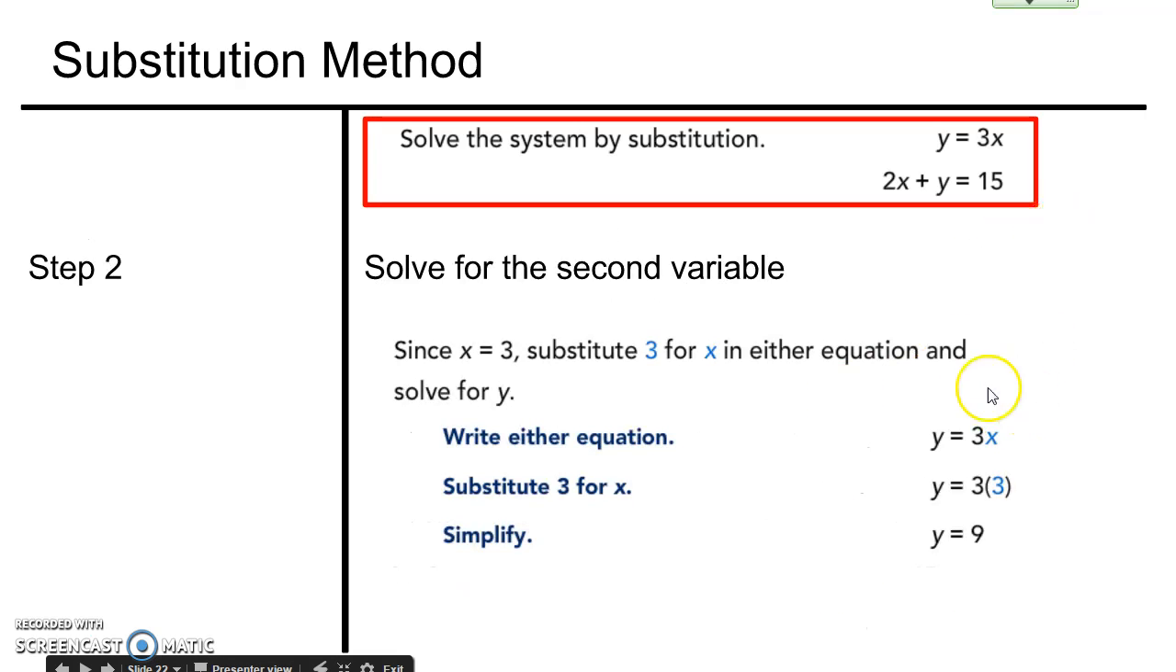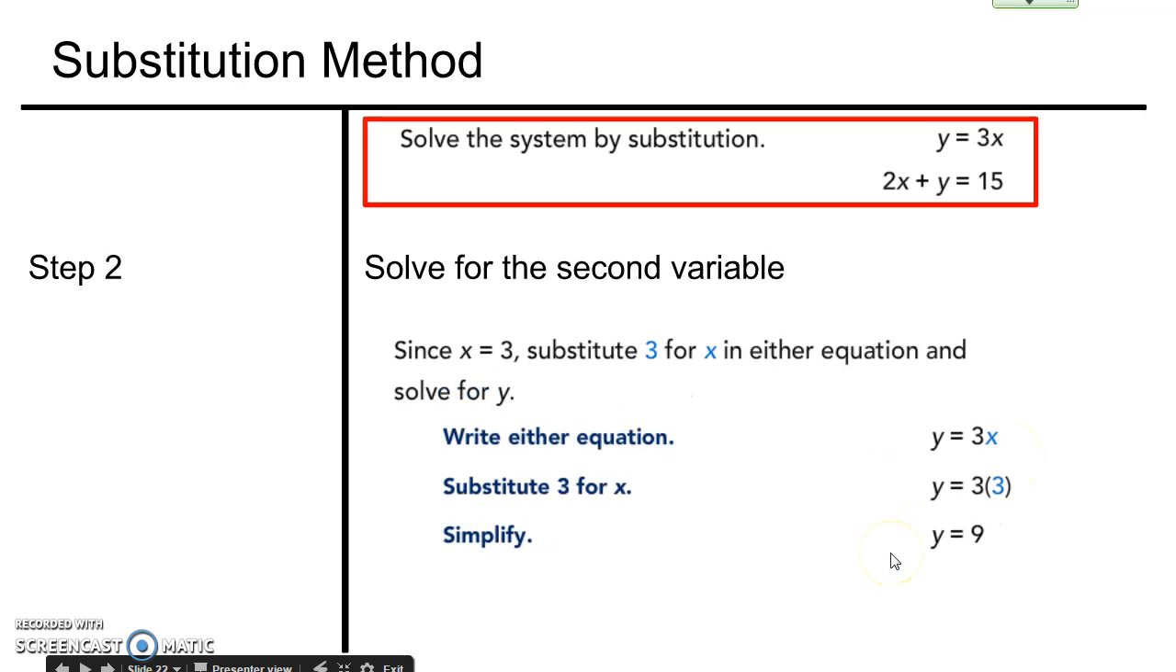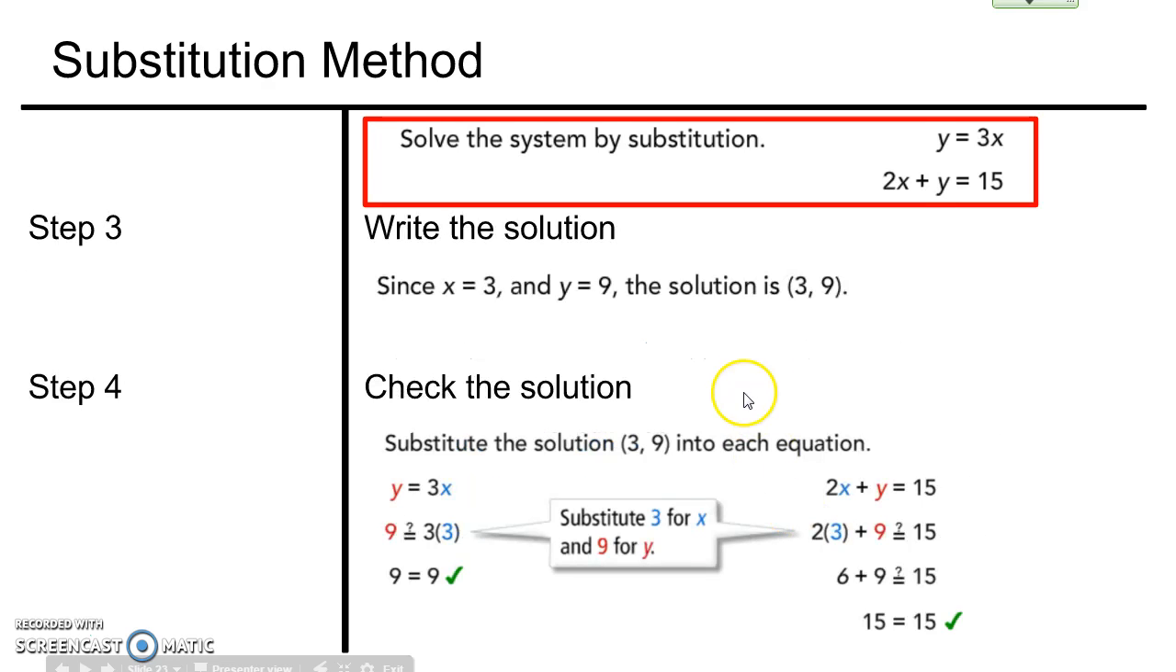Step 2, now that I know that y equals 3x, now that I know that x equals 3, I am going to plug in 3 for x. And I can do this in either equation, but I usually look for the easier one. And I think that this one is going to be easier to plug that into. So I'm going to plug in 3 for x. Remember, I got that from solving in step 1. And then I just say, what is 3 times 3? 9. So y is 9. So I know that my solution for this system of equations is x equals 3 and y equals 9. So then we would just write that as the ordered pair, 3, 9.